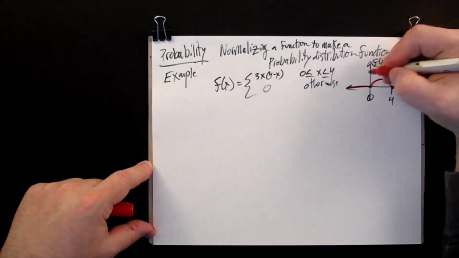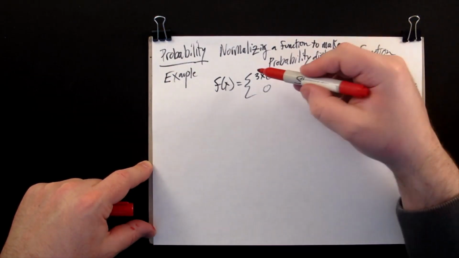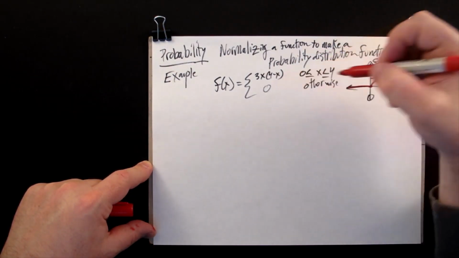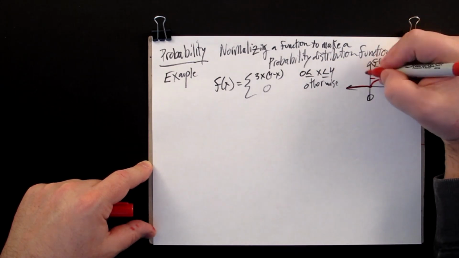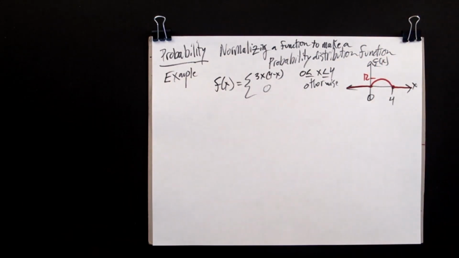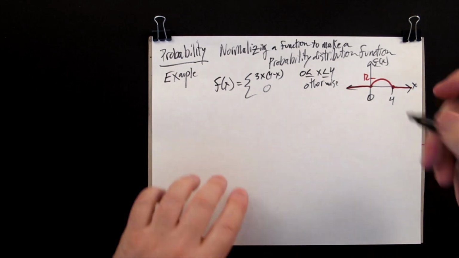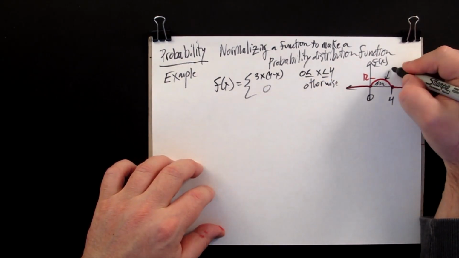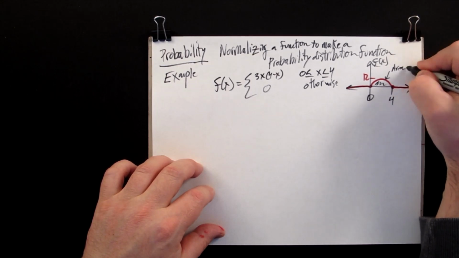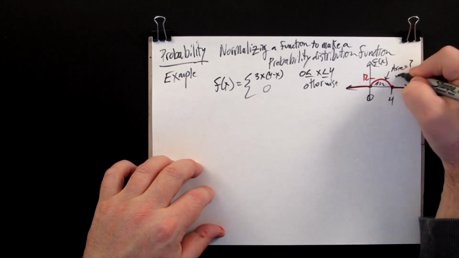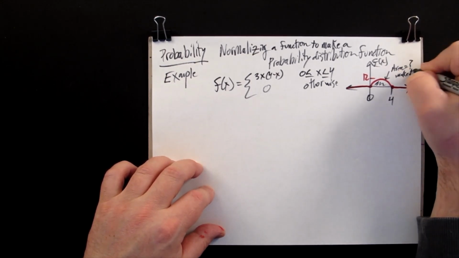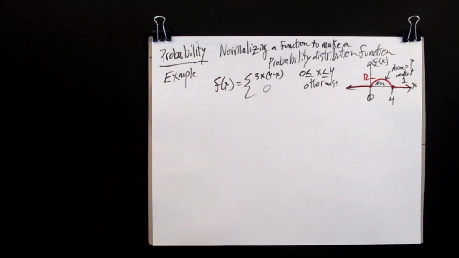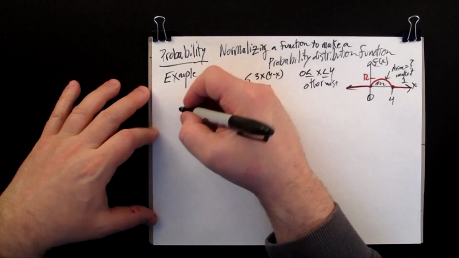The max value is going to be at 2 here, 6, 12. So we want to turn this function, which is non-negative, into a probability distribution. So we need to find what this area is and make it 1. So that's the process. Once we do that, then it will be a probability distribution function.